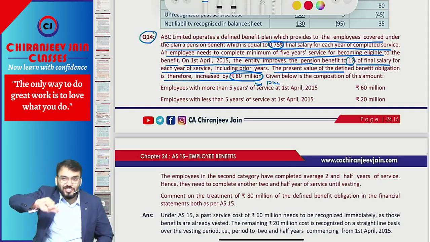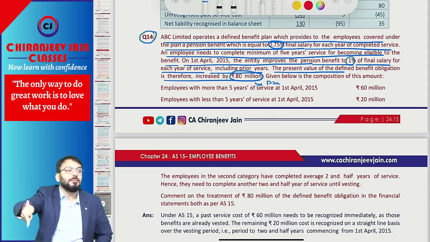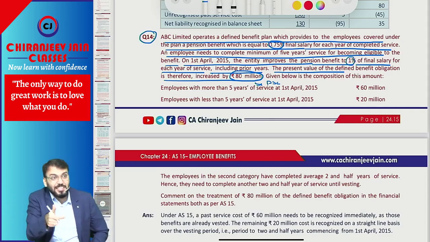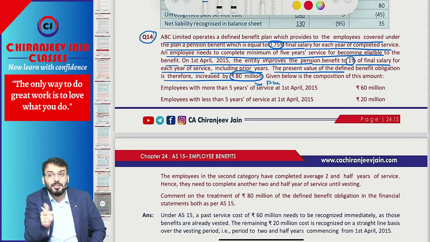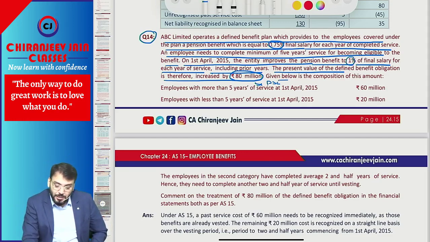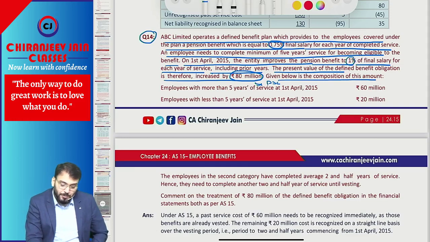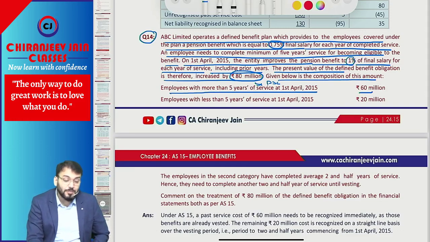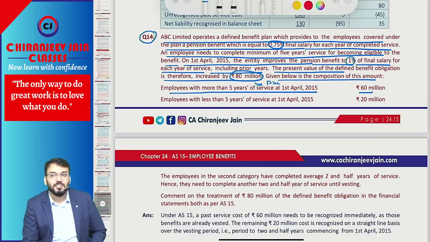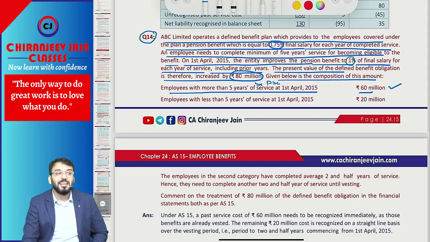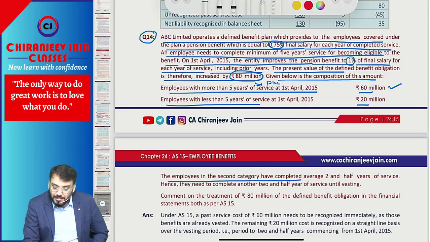Past service cost is the change in present value of DBO due to amendment or modification. So it is increased by 80 million, and that becomes past service cost. Given below is the composition of this amount. Employees with more than 5 years of service at 1st April 2015, 60 million. These are vested, so this much should be charged to P&L immediately. But employees with less than 5 years of service, 20 million.